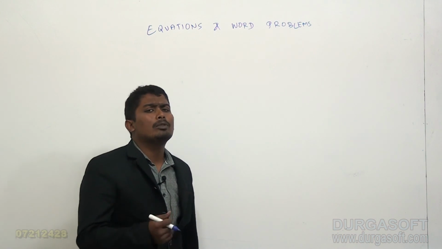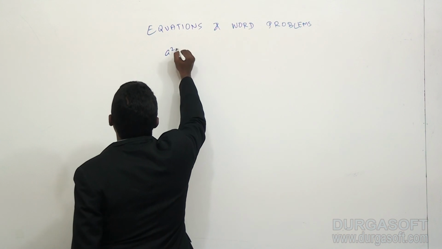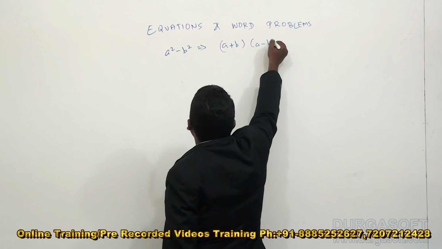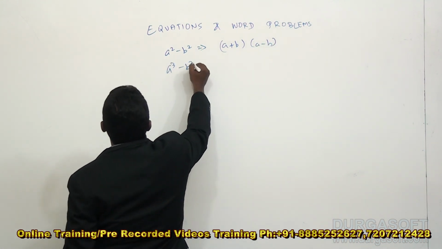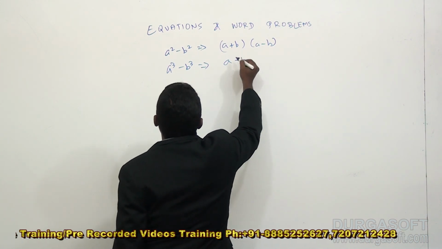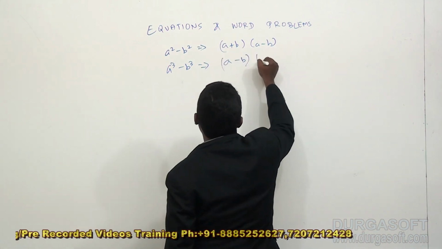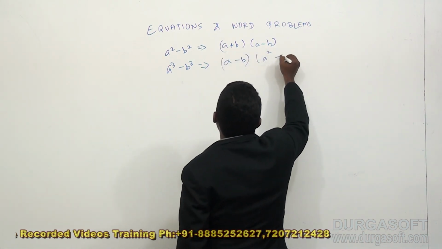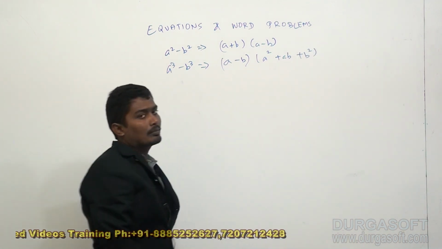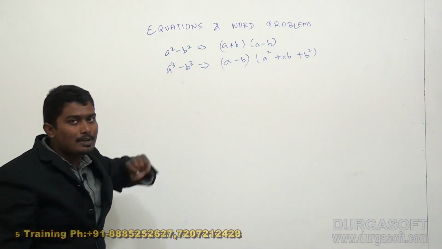Next we will be looking at how to split. Let us say a square minus b square. This can be written as a plus b into a minus b. A cube minus b cube can be written as a minus b, a square plus ab plus b square.